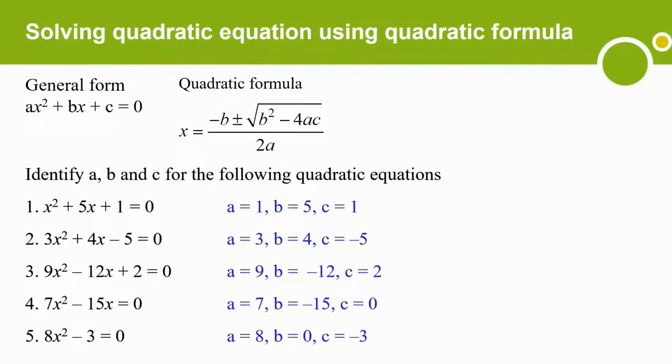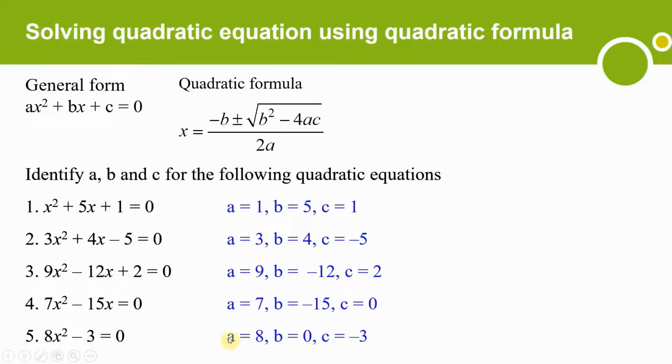Alright, please check your answers. Please be careful with the negative sign. For example, question 2, the c is negative 5. For question 3, the b is negative 12. The negative always follows the number after it. And for question 4, the c is 0 because the third term is missing. And for question 5, the second term is missing, so the b is 0.